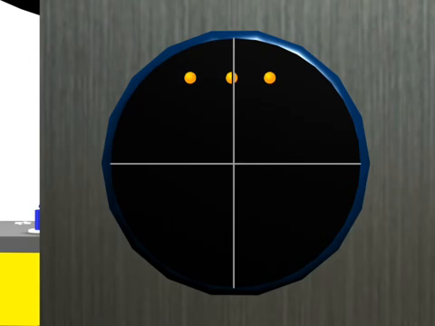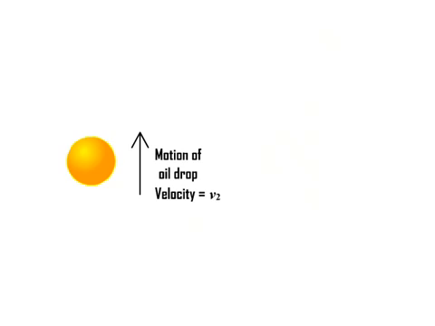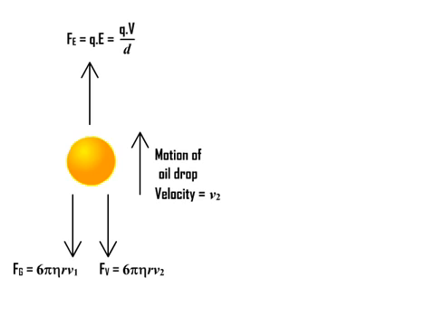Number two. The oil drop may rise up with constant velocity v2, which may be experimentally calculated by recording the time required for the oil drop to rise a certain distance. Now the viscous force acts downward because the oil drop is moving up. Since the oil drop is rising with constant velocity, all the forces acting on it should balance each other. That is, Fe equals Fg plus Fv, where Fv equals 6 pi eta r v2 and Fg is 6 pi eta r v1.